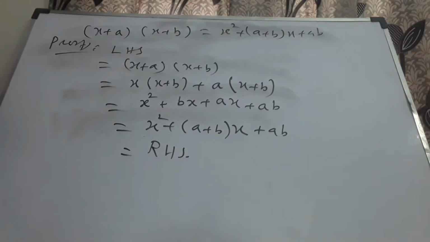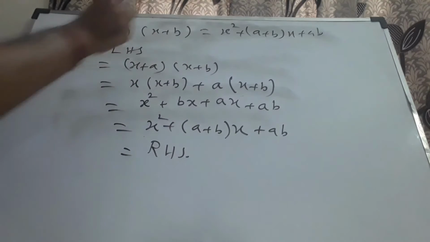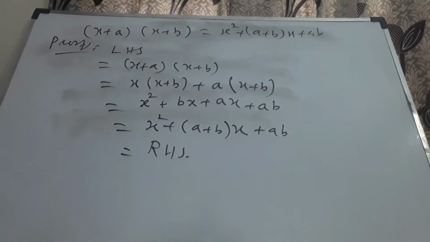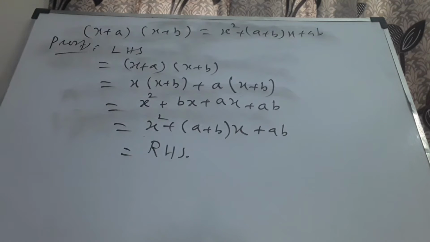Let me just explain once again. All of you know very well that (x + a)(x + b) = x² + (a + b)x + ab is an algebraic identity. It is in terms of algebraic quantities. It is an identity because it is going to be true for any real values of x, a or b. Let me just get the proof algebraically.